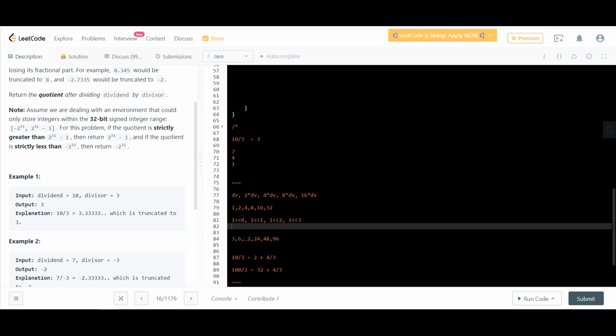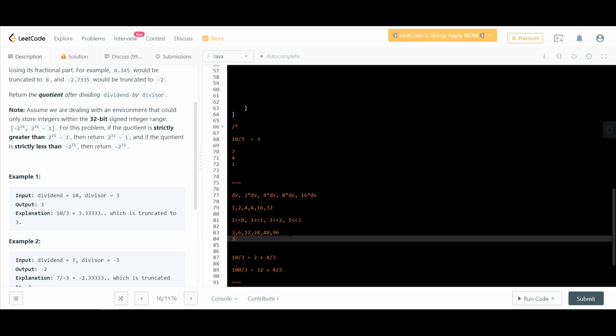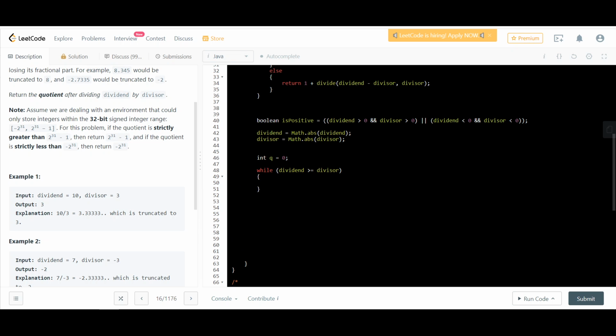And similarly, when you're getting this, if you don't do any left shift, 3 is 3, and then you get 6 when you left shift it once, and you get 12 when you left shift it twice, and so on. So these are the two aspects that we'll use here.